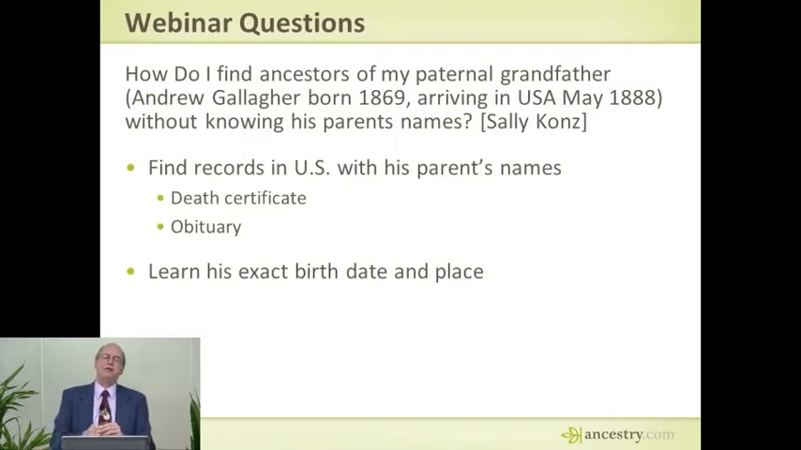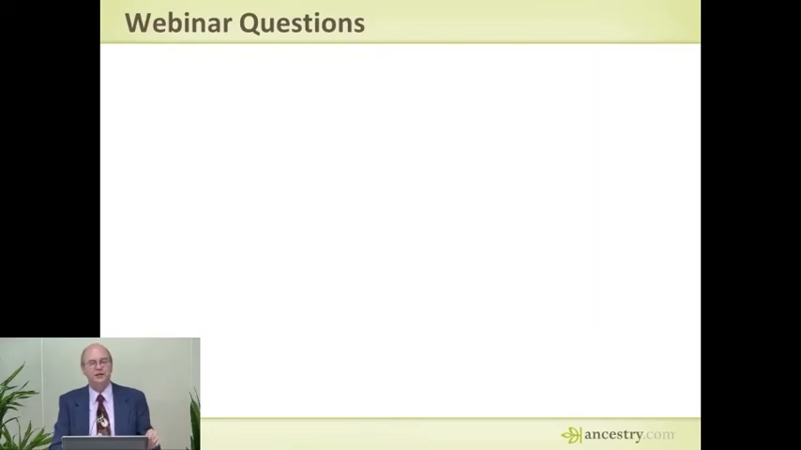Now what happens if you find 2 or 3 Andrew Gallaghers, all born in 1869, but they don't have exactly his right birth date, but you know it's the right town? Then you need to check them out. Find out, did one of those Andrew Gallaghers die as a child in that parish? Did one of them get married and stay over there and not come to America? But the more information you can learn from American sources, the safer you'll be in trying to find these answers.